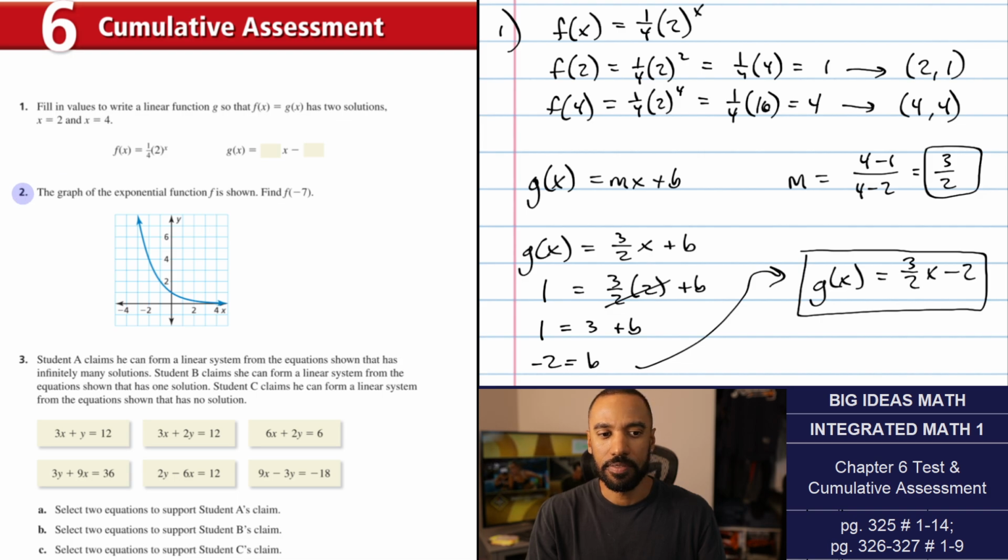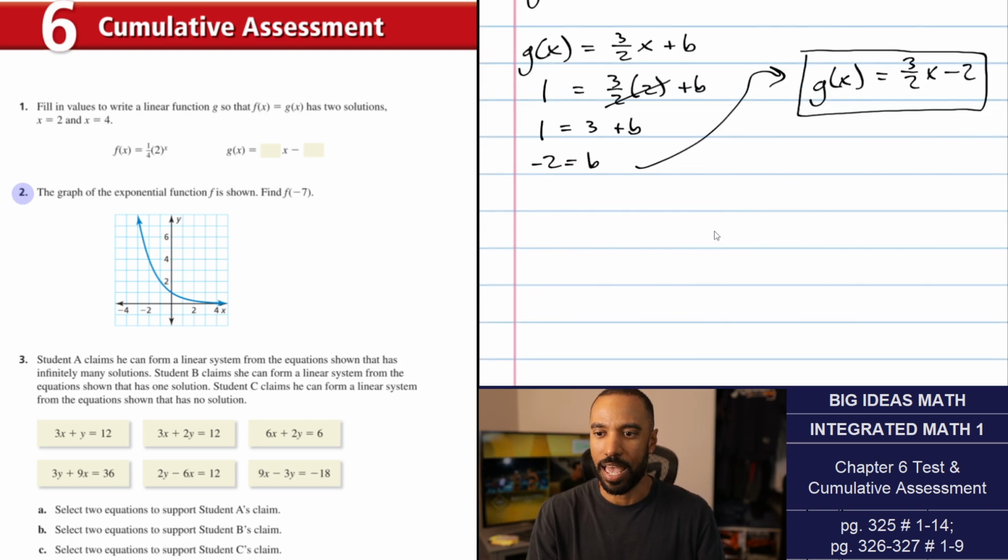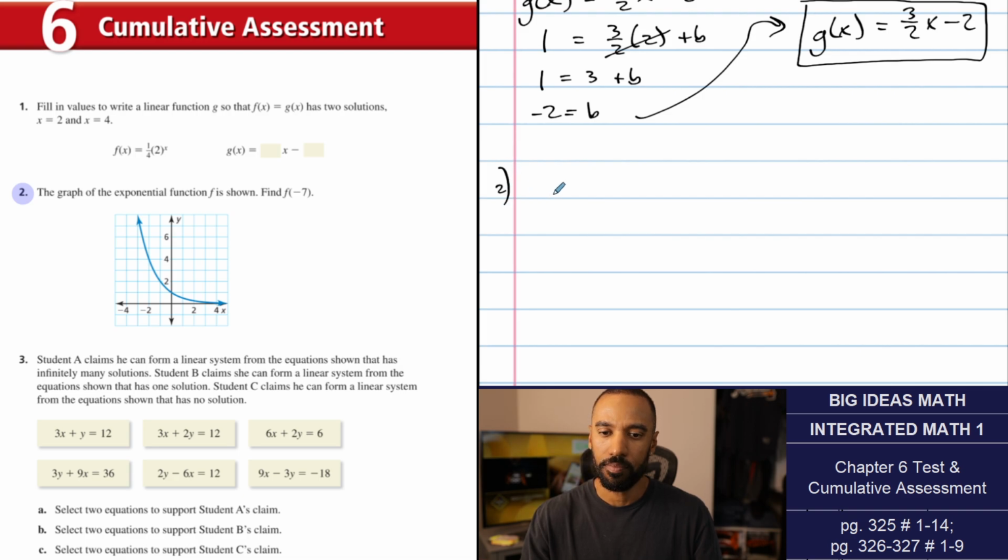Number 2 says the graph of the exponential function is shown, and they want you to find f of negative 7. In order for me to find f of negative 7, it's best if I come up with that equation and then just substitute negative 7 for x. I'd say that's my best go-to here.